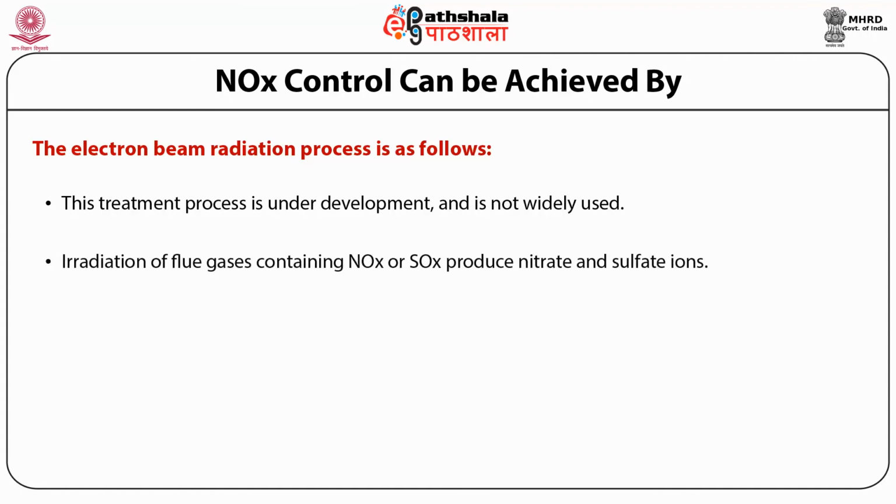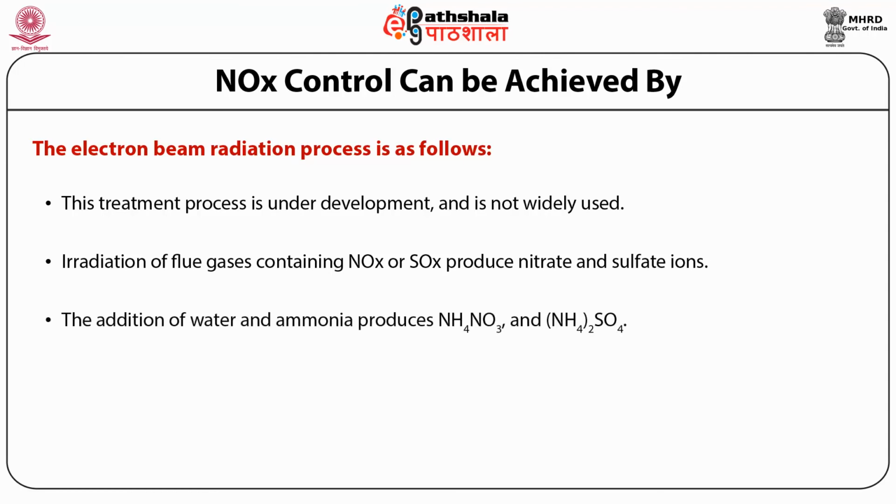The irradiation of flue gases containing NOx or SOx produces nitrate and sulfate ions. The addition of water and ammonia produces NH4NO3 and (NH4)2SO4. The solids that are removed from the gas are sold as fertilizers.